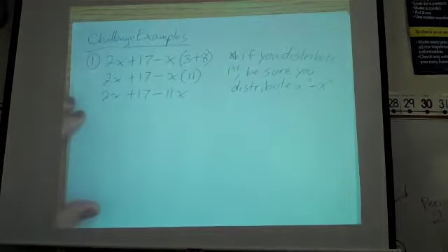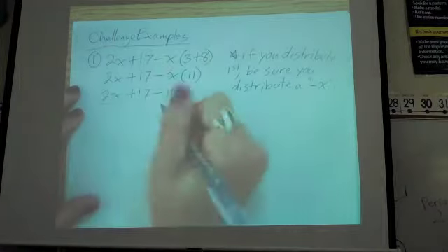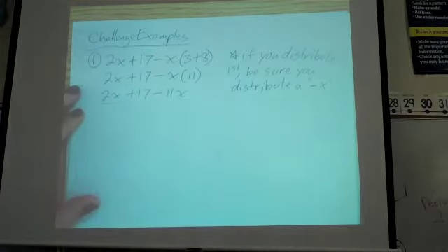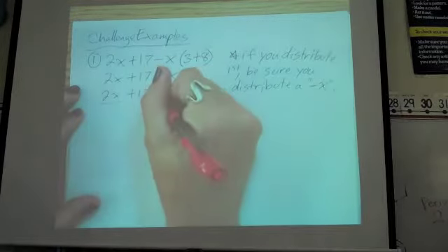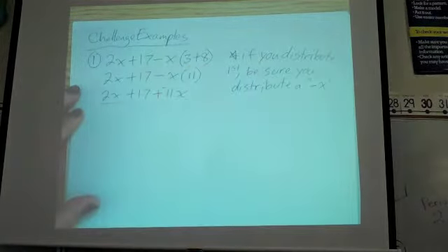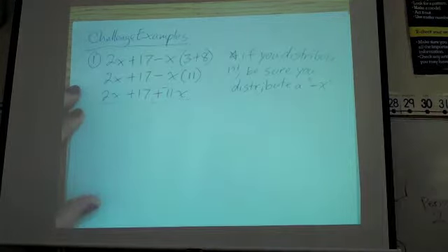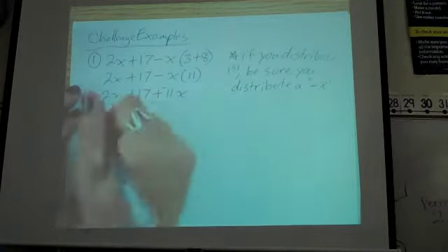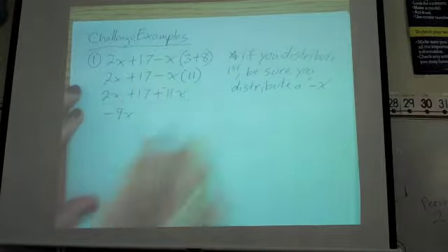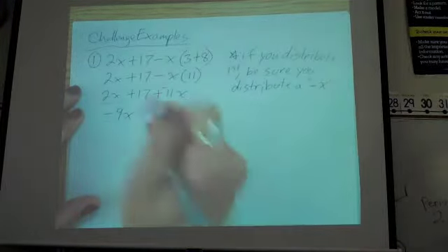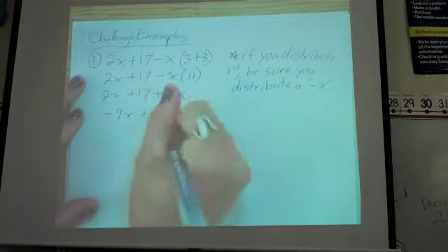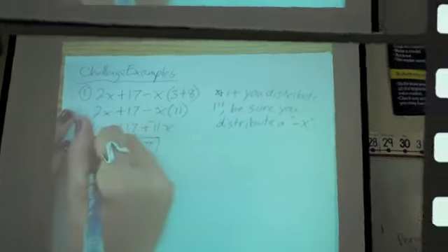Is there anything I can simplify, combine? 2x and negative 11x. Yes! All right, so this is a 2x and this is a negative 11x. If you don't like calling that a negative 11x and you'd rather say it's because you're adding a negative 11x, that's fine with me. What's 2x and negative 11x? Class? Negative 9x, yeah. A 2 and a negative 11 is negative 9. And I still have a plus 17. I cannot combine those. There is my answer.